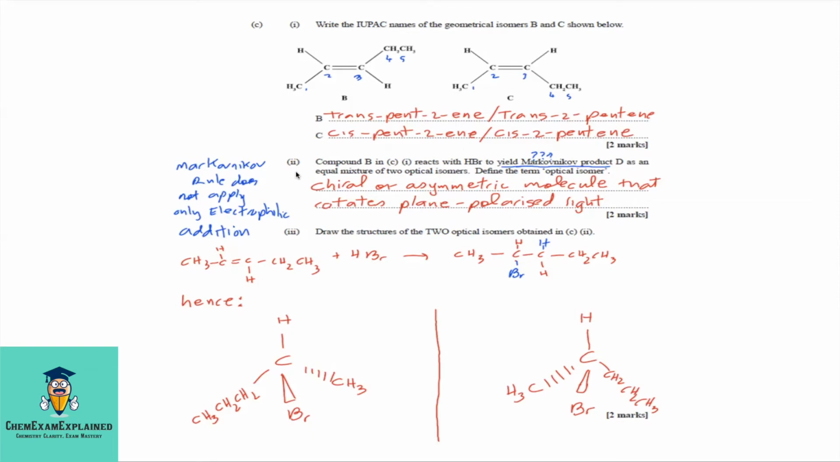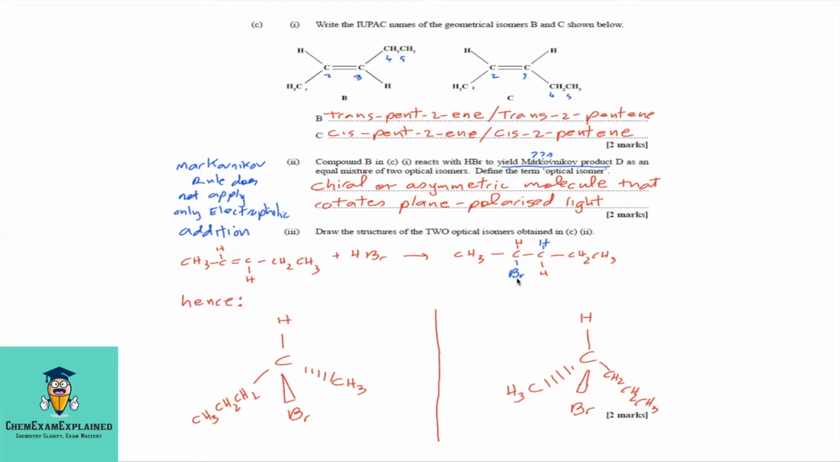Now for compound B, in C1, they reacted it with hydrogen bromide to yield the Markovnikov product. Now this is obviously a mistake, because when you form the product by reacting compound B with HBr, you do not produce a Markovnikov product. So this is a mistake on the part of the examiners. The Markovnikov rule does not apply in this case. This is only an electrophilic addition reaction. All right, so in this case, you'll see that I wrote the reaction.